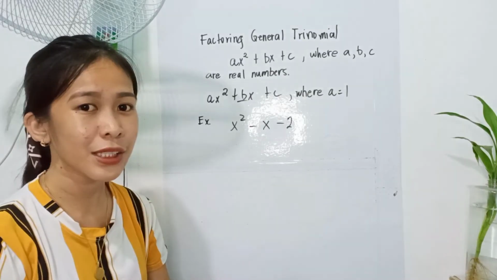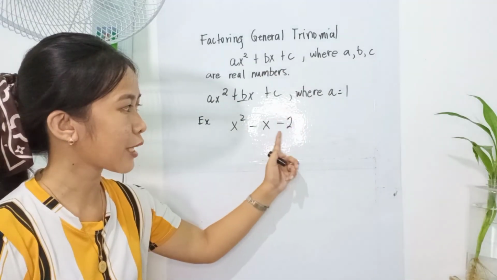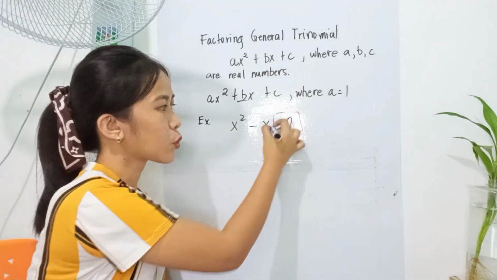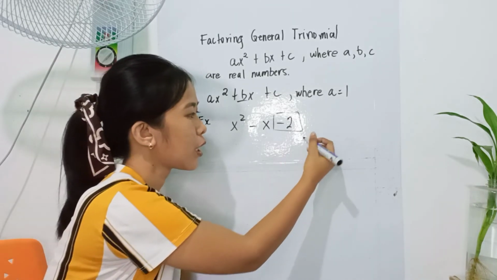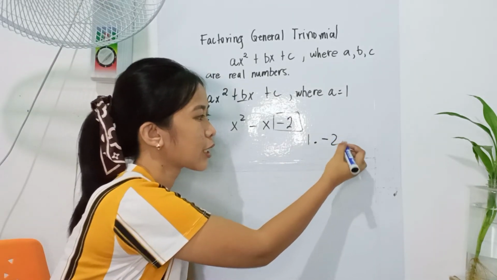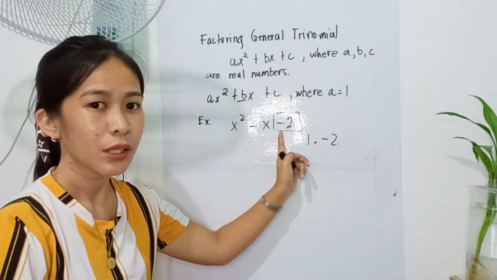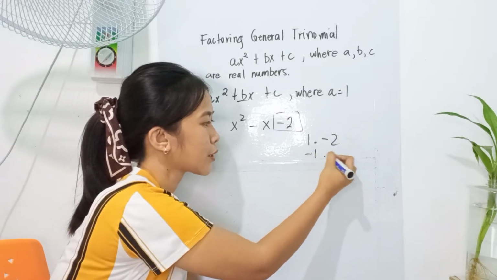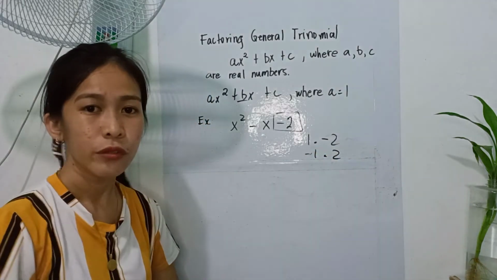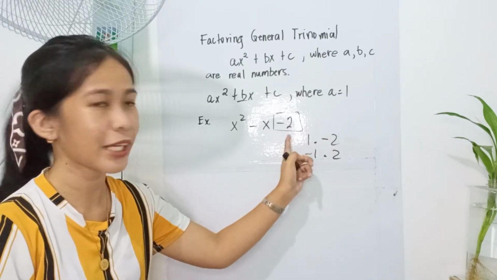Okay, so for the first step is of course to find all the factors na mayroon kay C, which is itong negative 2. So, ano ba ang factors ni negative 2? Of course, we have 1 times negative 2. Tama kasi negative 2 times 1 is negative 2. Right? And also, we have the vice versa, negative 1 times positive 2. Yan na yan. Hindi na tayo hanap ng ibang factors kasi yan lang yung meron kay negative 2.